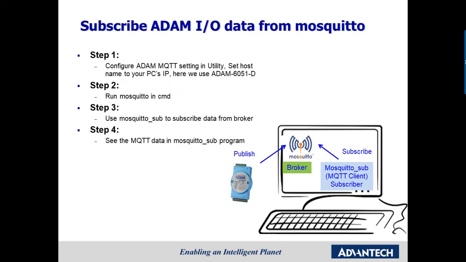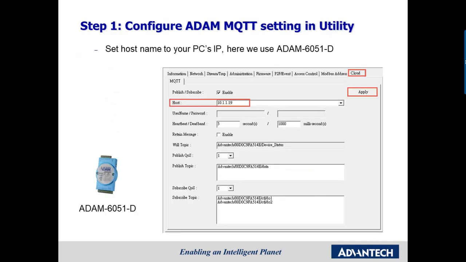Here is the first hands-on exercise. Please follow the steps here to finish the hands-on of subscribing ADAM's I/O data from Mosquitto. The first step is to set the host name to your PC's IP, and here we use the ADAM 1651D version for the demo.